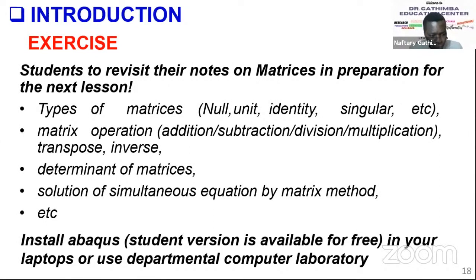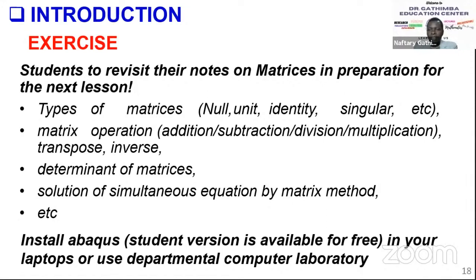Number two of the exercise, this one you should do as soon as possible before I give you an assignment. So you install Abaqus. The student version is available for free. You just need to register an account. I might share the link. If you don't get it, I can share the link where you need to go create an account. Then install. This software is about 1 million or thereabout.